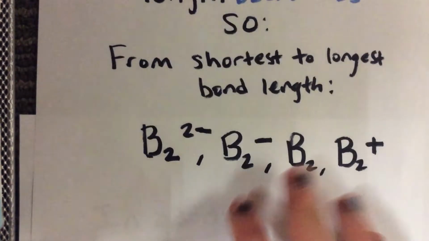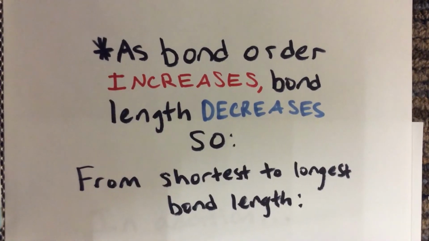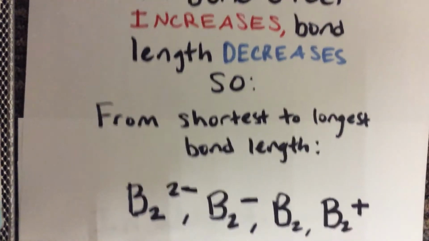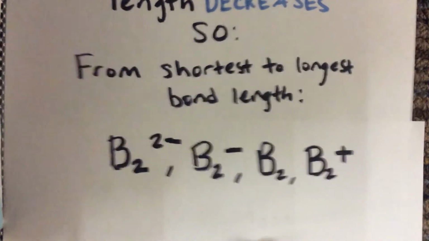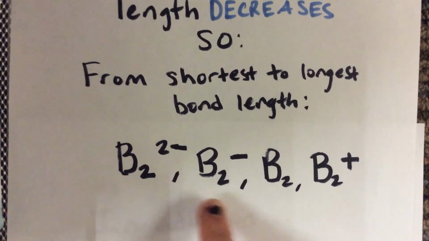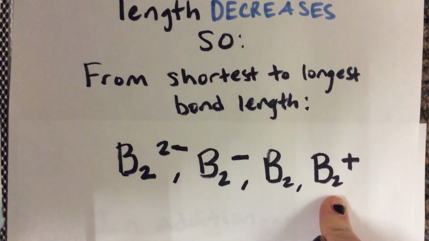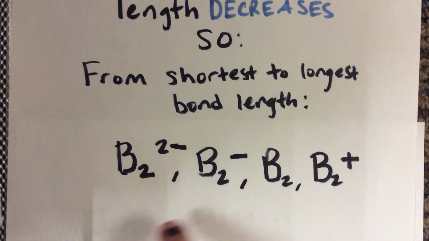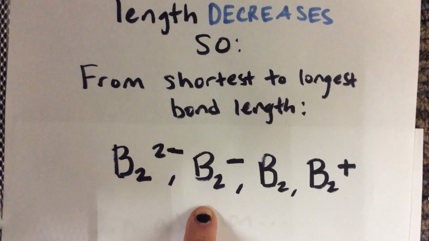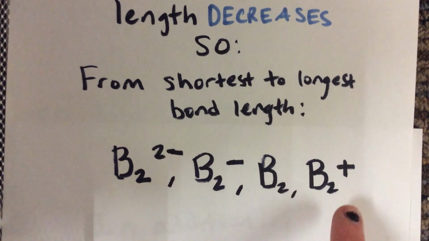What you need to remember is that as bond order increases, bond length decreases. So from shortest to longest bond length, the answer to this question would be B2 2-, B2-, B2, and B2+. And the bond orders, remember, would be 2, 1.5, 1, and 0.5.